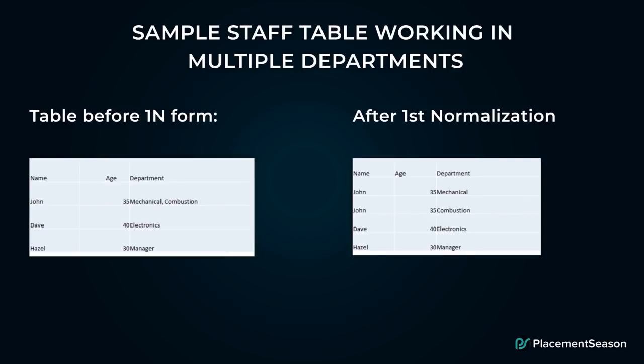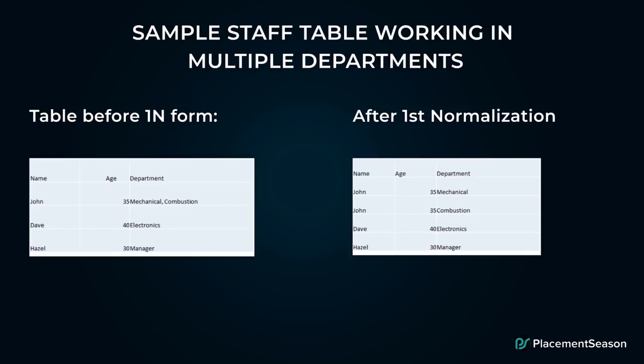So if you want the table to satisfy the first normalization condition, then we need to divide it into two rows. For each department, we are creating a separate row. So we have a row John, age 35, and mechanical department as one row, and for combustion we have another row. By this we make sure we are dealing only with atomic values. So a relation is in 1NF only if it contains an atomic value.